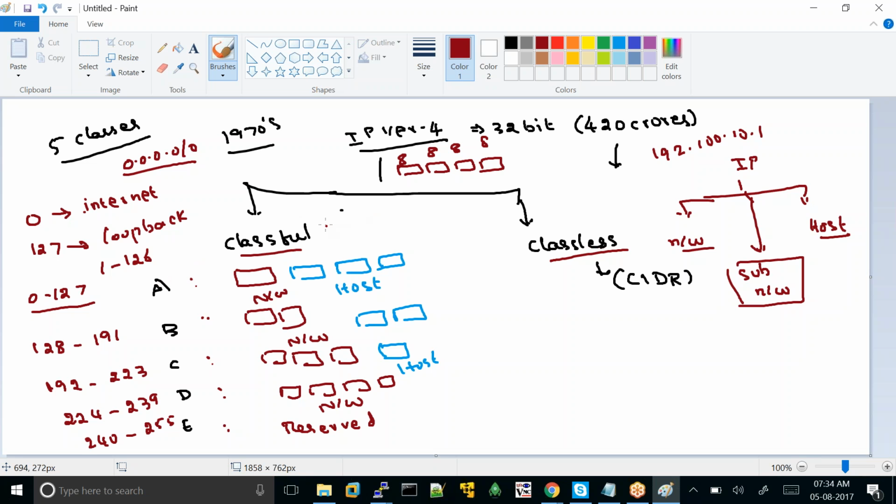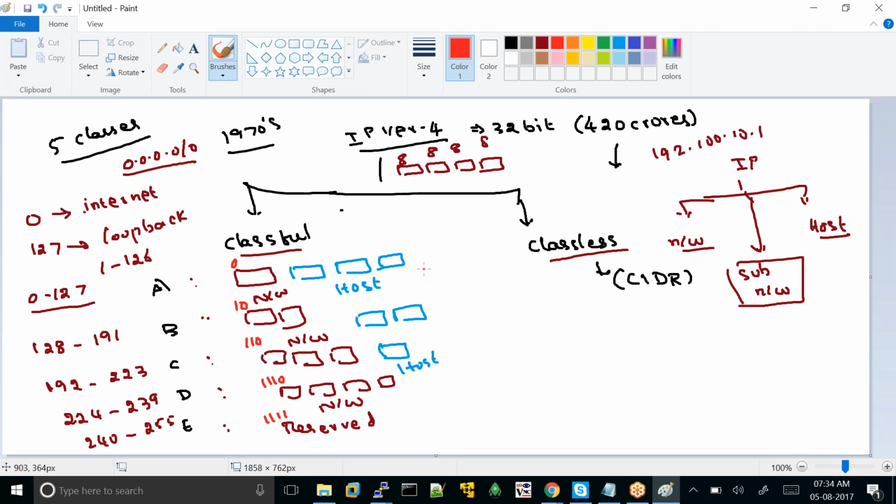This is the representation in the form of decimal notation. If we identify using binary, for class A the first bit starts with 0. Here the first 2 bits start with 10. Here the first 3 bits start with 110. Here 1110. Here 1111. So this is the way by which an address can be identified.